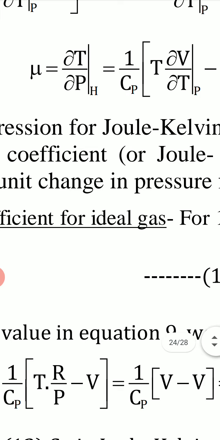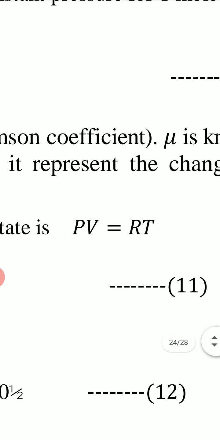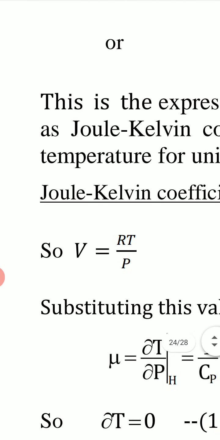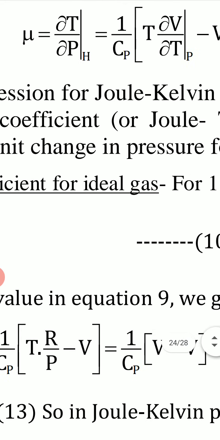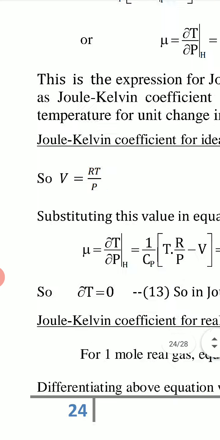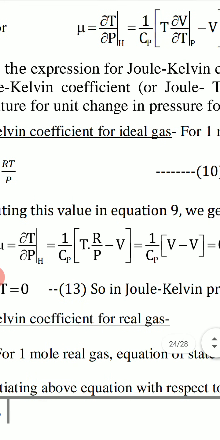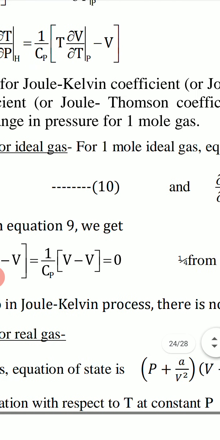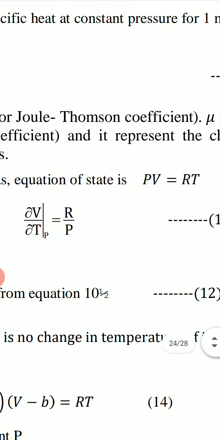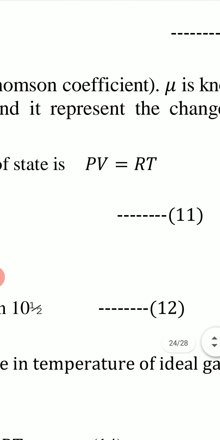Mu is known as Joule Kelvin coefficient, and it represents the change in temperature for unit change in pressure for 1 mole gas. Now we will find this Joule Kelvin coefficient for ideal gas. For 1 mole ideal gas, equation of state is PV equal to RT.